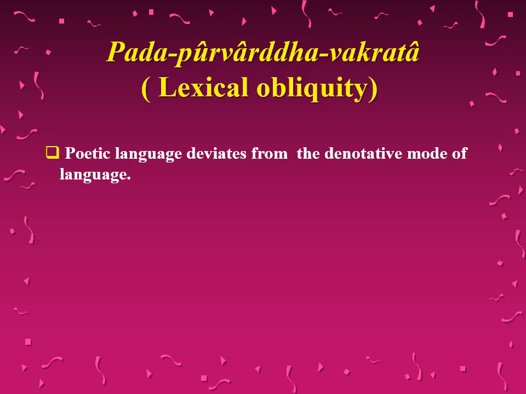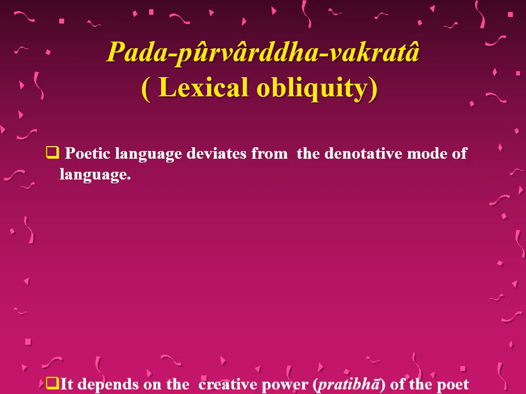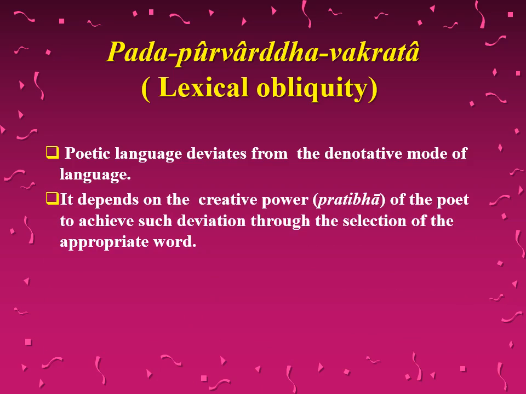And now this is clear that poetic language deviates from the denotative mode of language, because it is just focused on the connotative mode of language, and it is all the skill, the genius of the poet, how he deviates from denotative to connotative through the selection of the appropriate word to convey his or her thought.